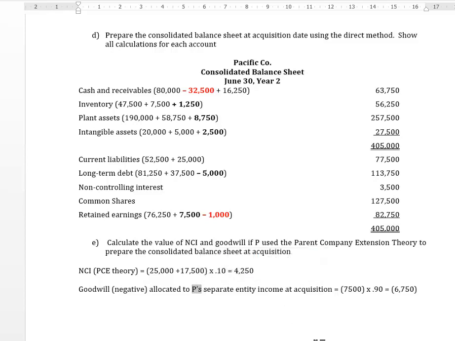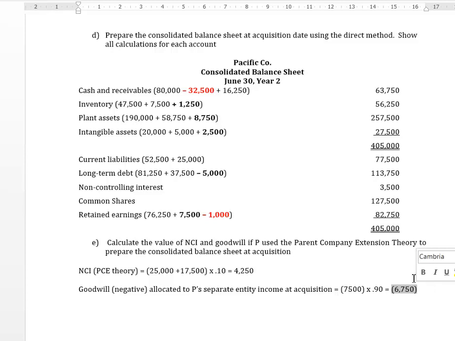Negative goodwill, you only pick up P share. Again, you don't allocate NCI its share of goodwill at all on the consolidated statements, so we only take P share there. And because we calculated negative 7,500, we would only pick up negative 6,750 under PCE. That's what our negative goodwill calculation would be.